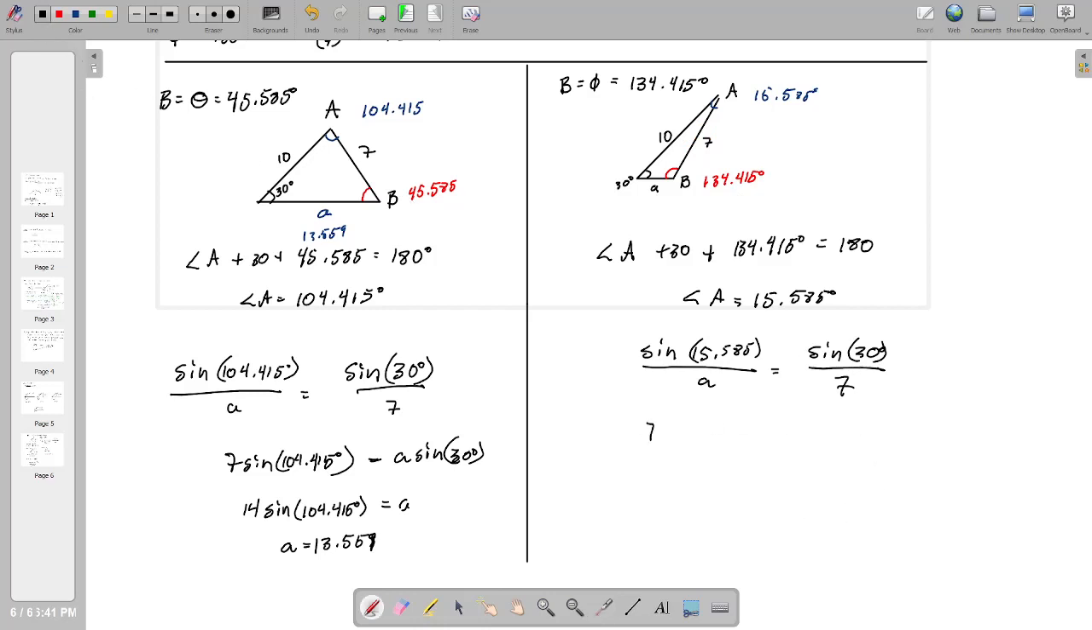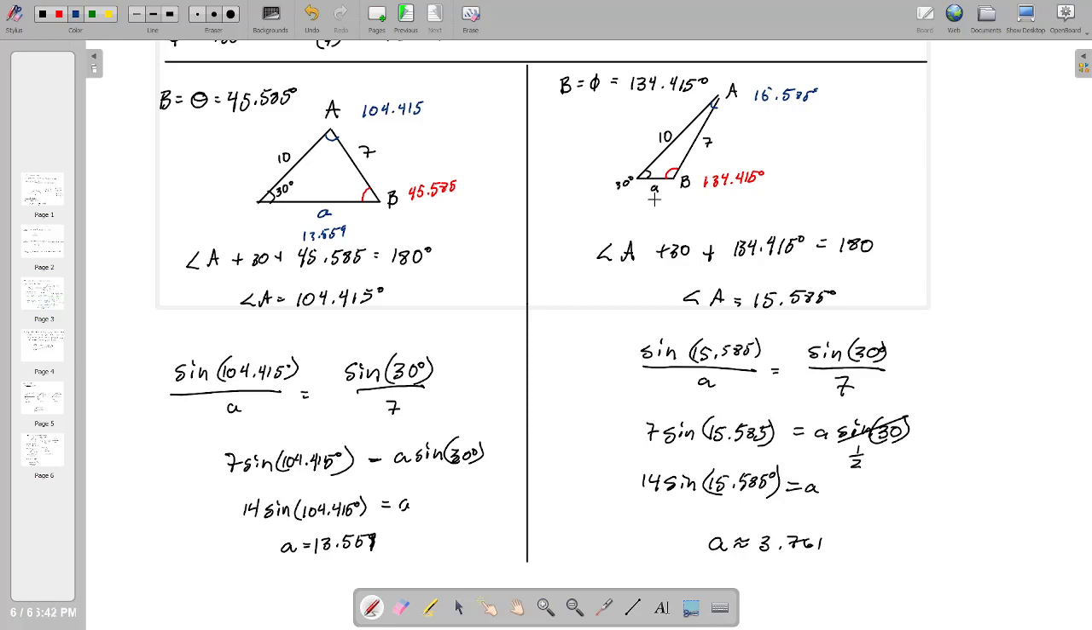Cross multiply again. 7 sine 15.585 is equal to A sine of 30. And again, sine of 30 is exactly 1/2, so we just multiply the 2 over, and we get 14 sine 15.585 is equal to A. Now, we just solve this and we get A is going to be approximately 3.761.